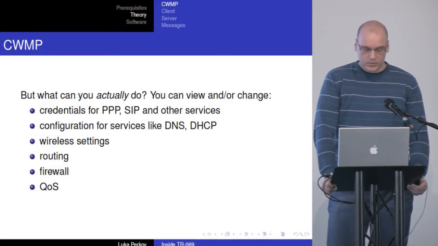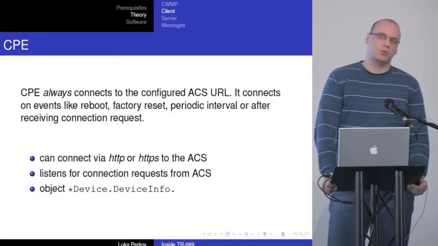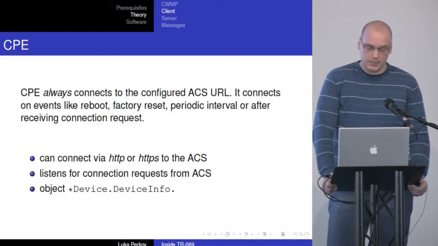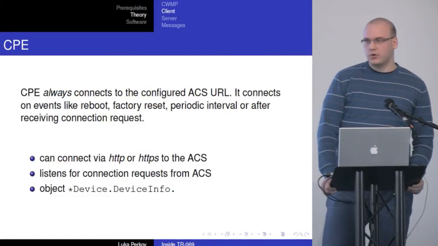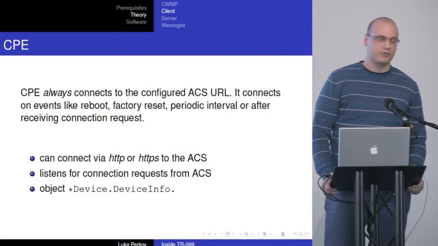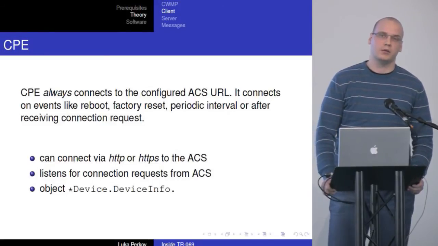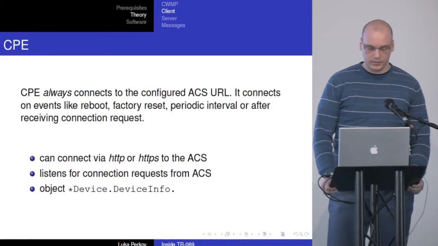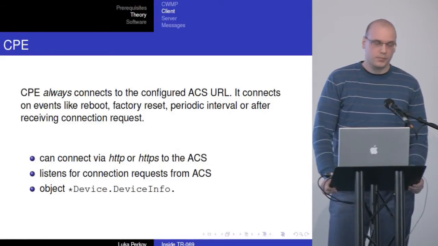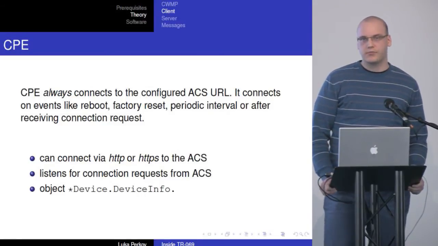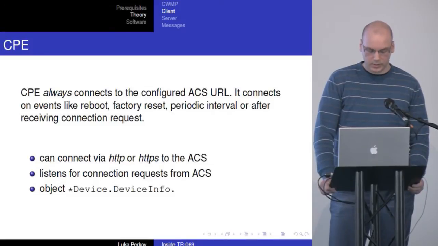Okay, so CPE always connects to the ACS, and this is really a good thing because it makes it harder to hack it if you want to do that. It connects on various events like reboot, factory reset, periodic inform interval, or when ACS connects to the CPE and tells it to connect back to the ACS. You can use HTTP or HTTPS. CPE also listens for connections from the ACS, so it can connect back.